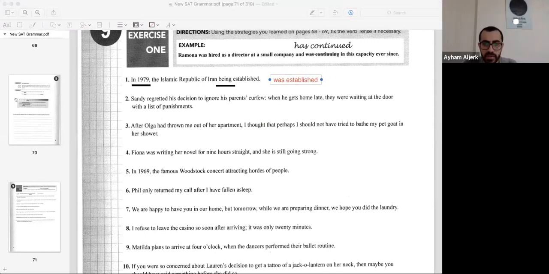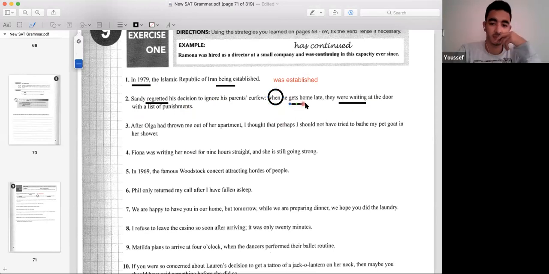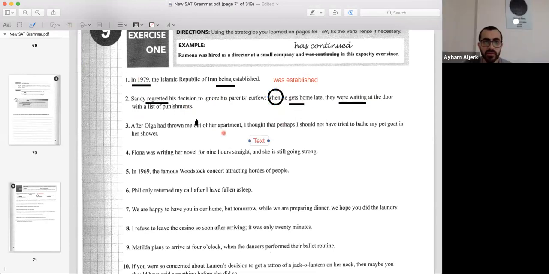Cool. I'll give you another example. Sandy regretted his decision to ignore his parents' curfew. When he gets home late, they were waiting at the door with a list of punishments. So here we have regretted. If you look at the context, we have past. And then here, they were waiting. And here we have when. When he got. So here we have a problem. That's why we have to stick to the past and use got.